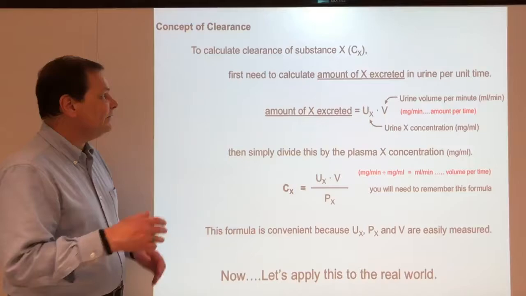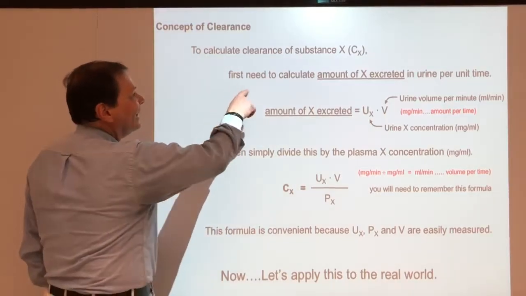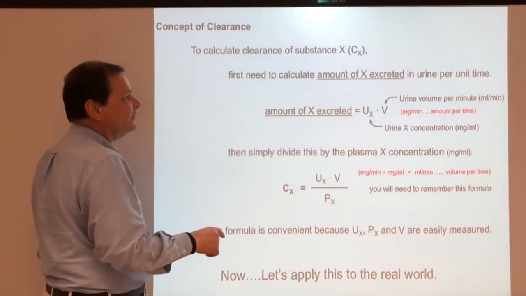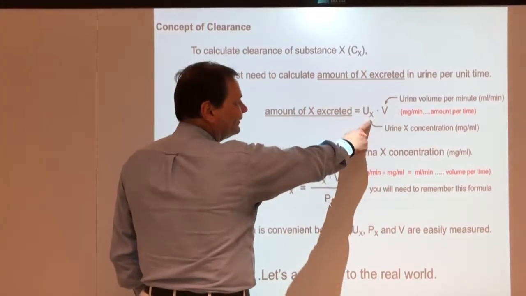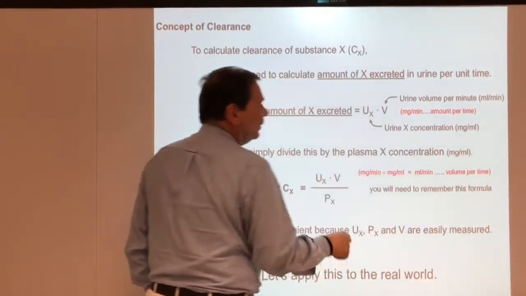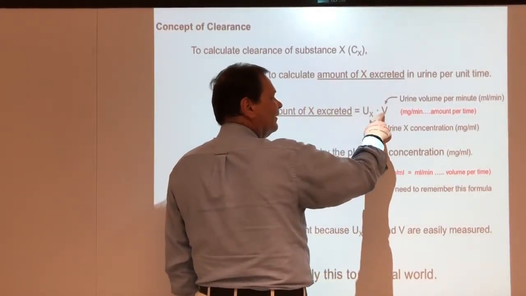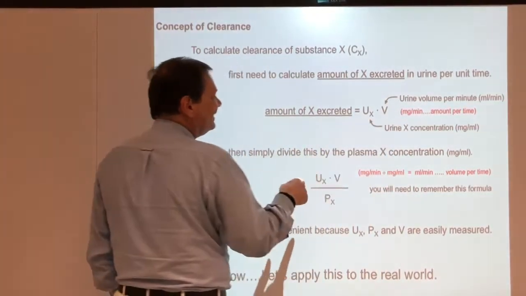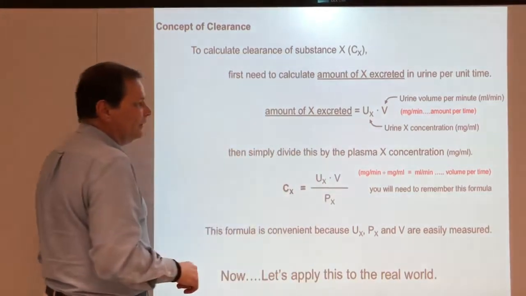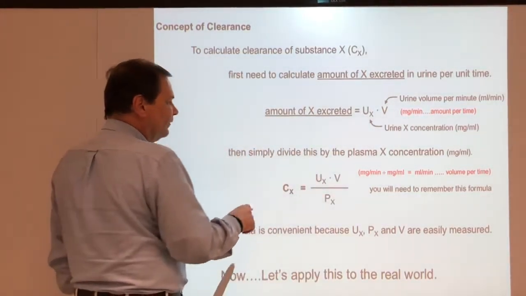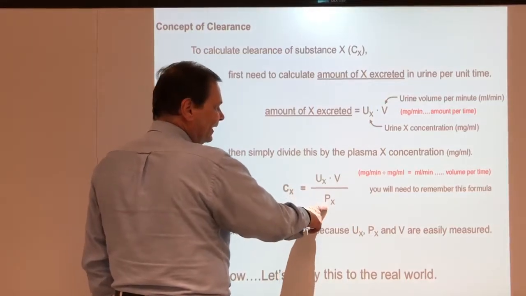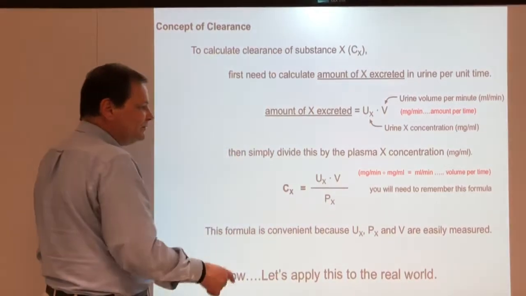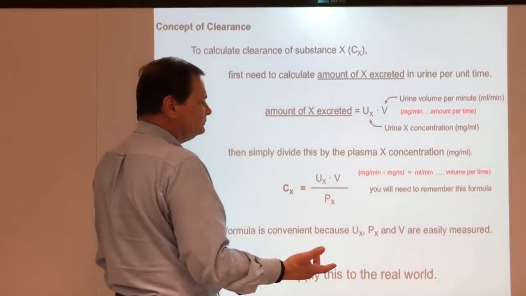So how do you calculate clearance? Well, first you need to calculate the amount of your substance X that's excreted in units per time. So we have the urine concentration of the substance, let's say milligrams per mil. We know the volume per minute of urine that is produced. So that gives us the amount of X, okay? Then what you do is you divide by the plasma concentration of X, and that gives you the clearance, okay?